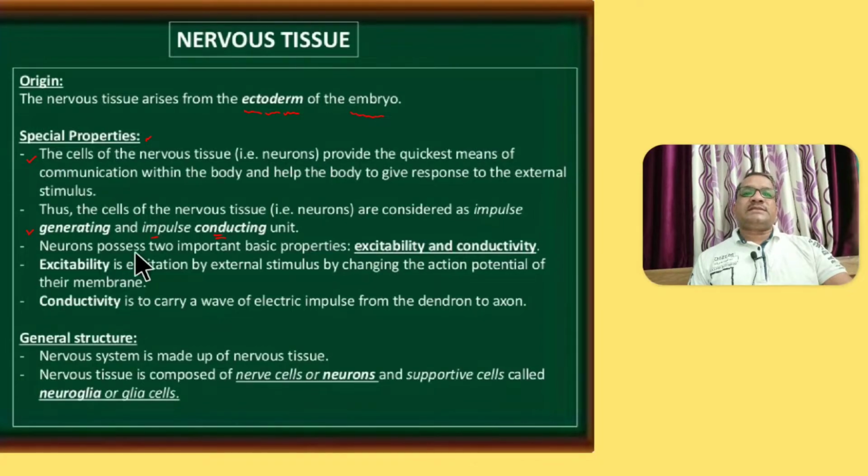The neuron possesses two important basic properties. So, what are the two important basic properties of these neurons? They are excitability and conductivity. So, these are the main two properties which neurons perform. First is excitability and next is conductivity. So, they can conduct impulses from one neuron to another neuron.